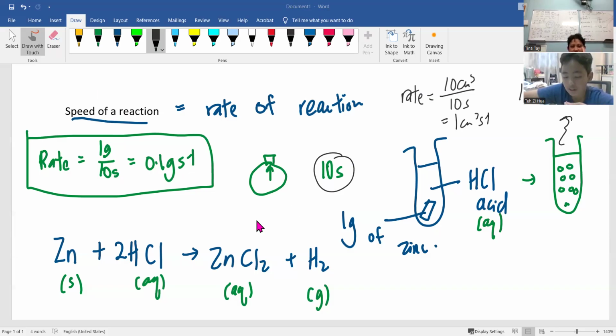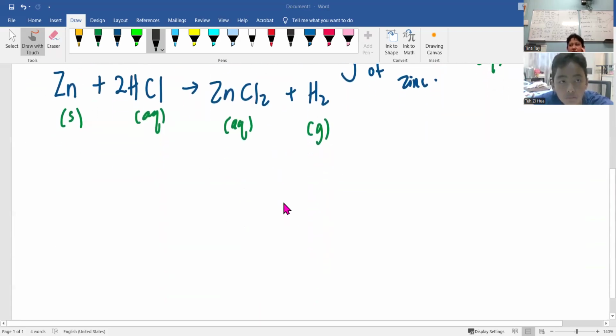Okay. Got it? Yeah. All right. Now, certain times reactions are fast, certain times reactions are slow. So we're going to talk about how to measure a rate of reaction and when a reaction is fast and when a reaction is slow.